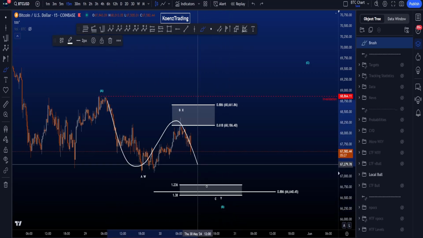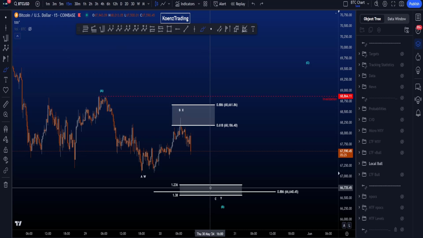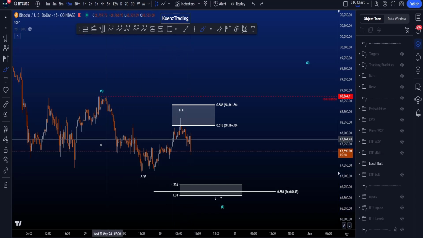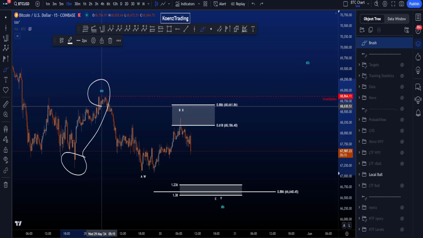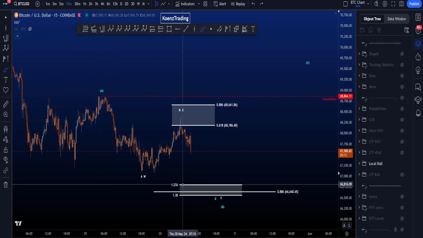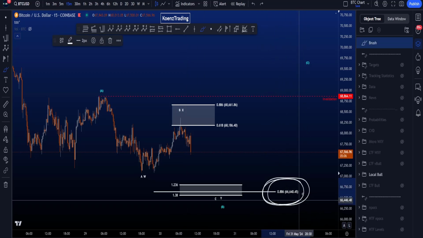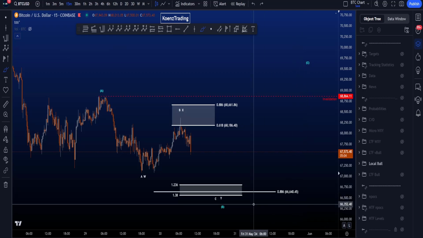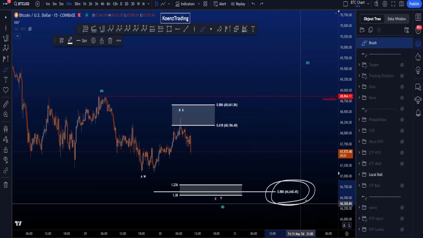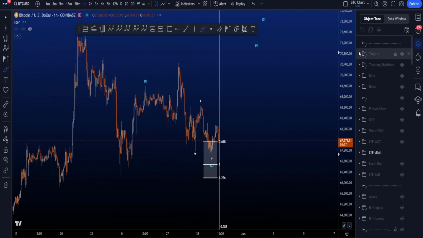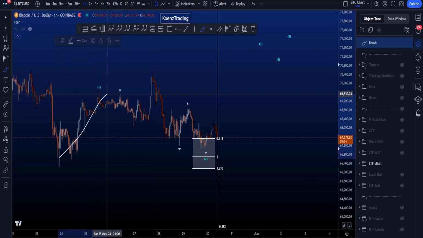Wave B has to be a 3-wave structure. It doesn't matter if it's an ABC or a WXY. The most common target for your wave B is between the 1.236 and the 1.38 Fibonacci, taken from the low to the high of this wave A, giving you a target between 66.8k and 66.5k, which is around that 0.886 here at 66.6k.